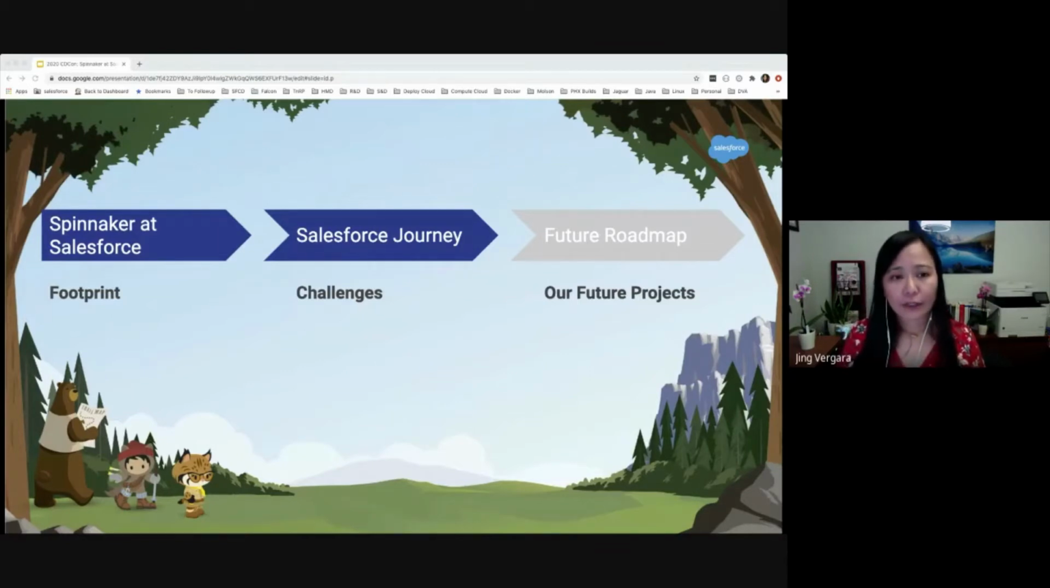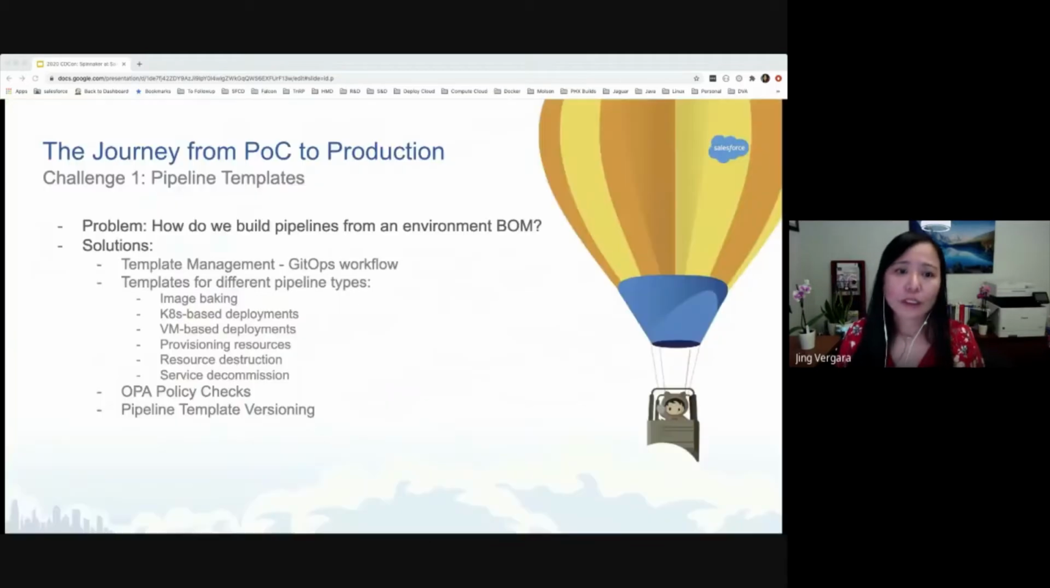Now that I've shared how it looks with Spinnaker at Salesforce, I'm going to present the different challenges that we faced when we went from the proof of concept all the way to production. The first challenge was that we didn't know how to build pipelines from an environment bill of materials. So what's an environment bill of materials?